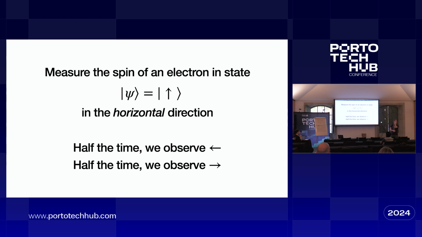50% of the time, you measure it's pointing that way, and 50% of the time, you measure it's pointing that way, by exactly h bar on 2. Now what happens when I measure it this way, and I come back and measure it in the vertical direction? What do I get? 50% of the time it's pointing up, and 50% of the time it's pointing down.